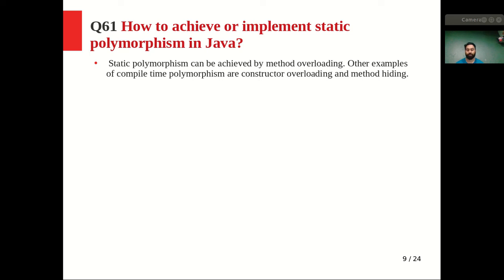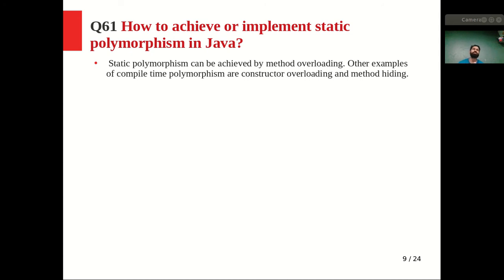So static polymorphism can be achieved by method overloading, and I hope you know what method overloading is. Method overloading is basically a process in which we define the same method name but with different arguments. Let's say that I have to implement a method to add two or three numbers. I have to implement one method in which we pass two arguments and add them, and again create one method in which we pass three arguments and add those three arguments.